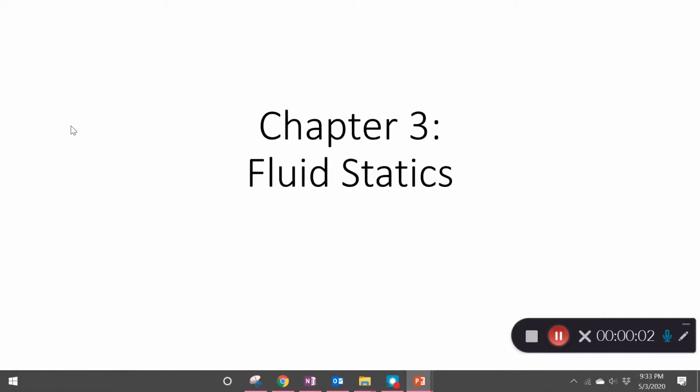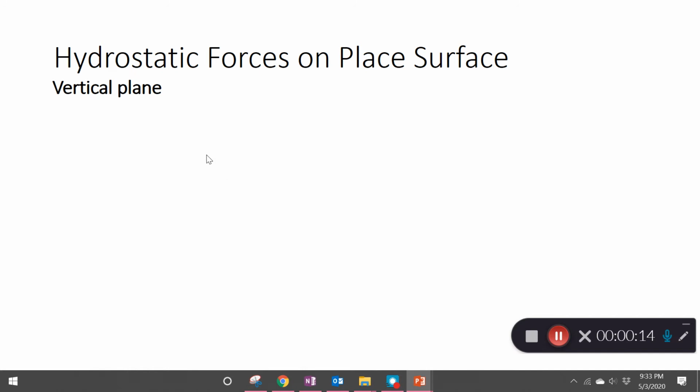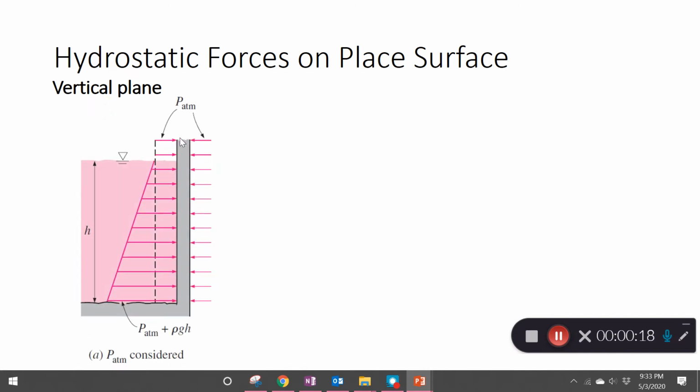Hi everyone, in this video we're going to continue with chapter 3. In the last one we saw how the hydrostatic force acts on a horizontal plane. So in this video we're going to look at a vertical plane. A vertical plane can be anything that is vertical, either a wall like this, or a plane that is fully inside this fluid body. The most common application for a vertical plane is a wall of a container like this.